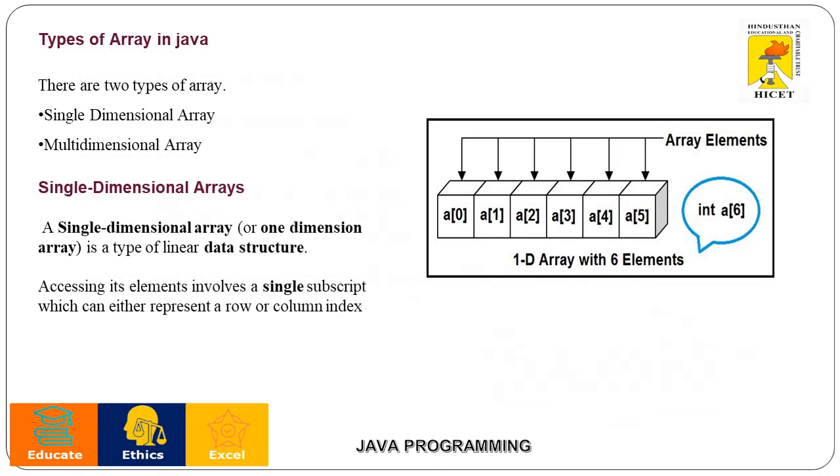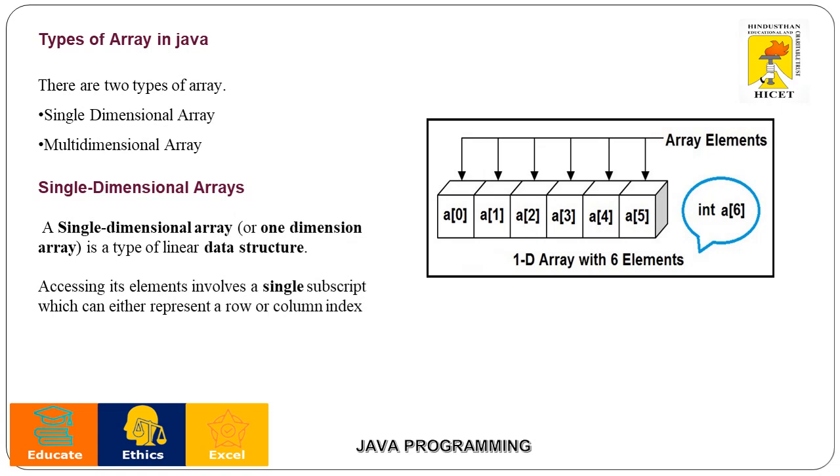Types of array in Java. There are two types of array, single dimensional array and multi-dimensional array. The other names for single dimensional array are one-dimensional array and 1D array. It is a type of linear data structure. The single dimensional array is represented by a single subscript. This is the diagrammatic representation of a one-dimensional array with 6 elements. The subscript may represent the row value.